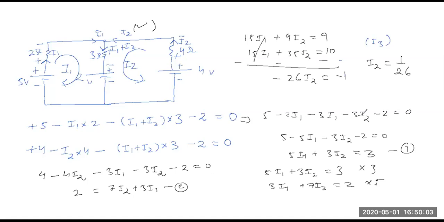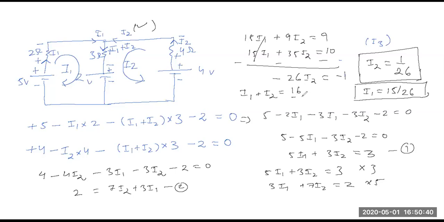Now can somebody tell me using this what's the value of I1? You are getting? अब ये भी करवाओगे क्या? बता दो बेटा. Using this what's the value of I1 you are getting? 15 by 26. So I1 is 15 by 26. And what will be I3? I1 plus I2? 16 by 26? अरे यार. Or you can say 8 by 13?